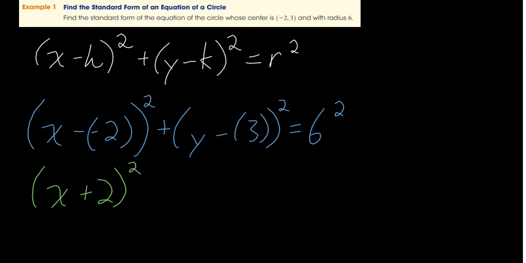And it's squared plus, and then y, what's the opposite sign of positive 3? That's going to be negative 3. Good. And then r squared, so my r is 6, so 6 squared is 36.